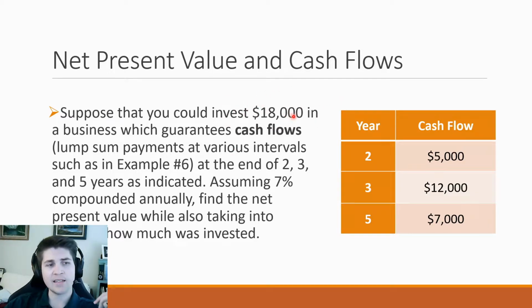So it's kind of like, let's say I have $18,000 and I want to invest it. Let's say that a particular business could guarantee these particular payouts: $5,000 after 2 years, 12,000 after 3, 7,000 after 5, and we want to know, is this worth the investment? Basically, what's the net present value when taking into account the upfront cost or the investment cost?